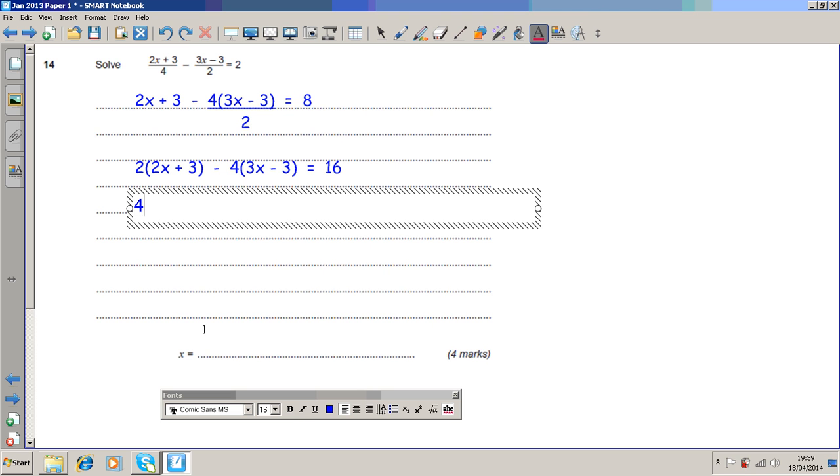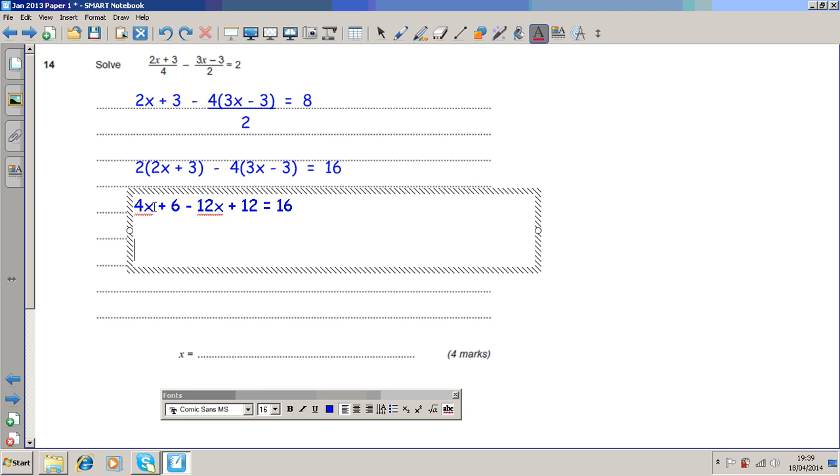2 lots of 2x is 4x, 2 lots of 3 is 6. Careful with the minus sign that we've got here. So 4 lots of 3x is 12x, but minus 4 times minus 3 is positive 12. So expand your brackets first. Now simplify. 4x minus 12x is minus 8x. 6 plus 12 is 18, and that equals 16.